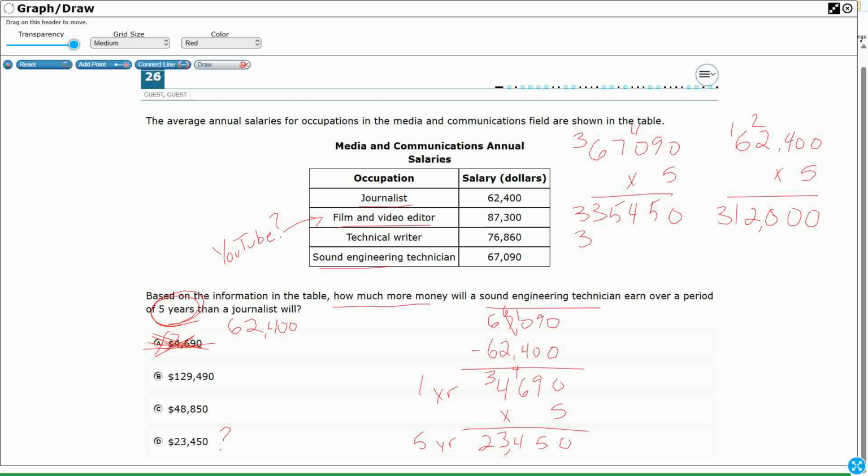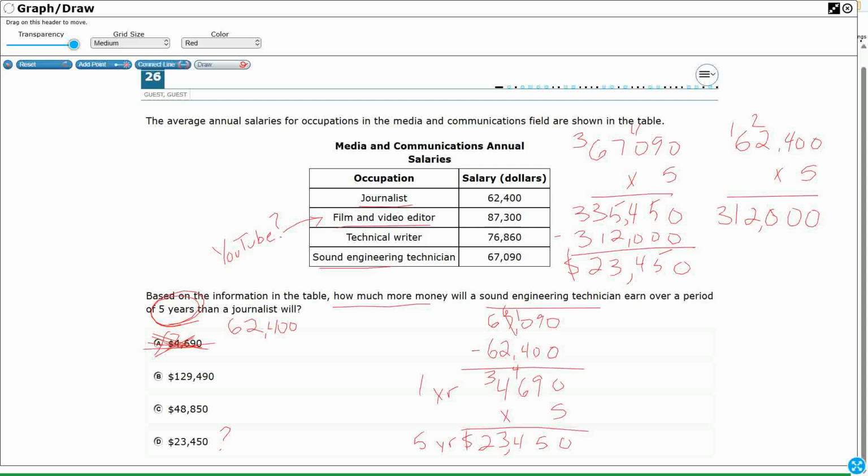All right, so 335,450 minus 312,000, just straight 312,000. And then what you get here is 23,450. There's my 3. And there we go. You notice how I got the exact same amount.